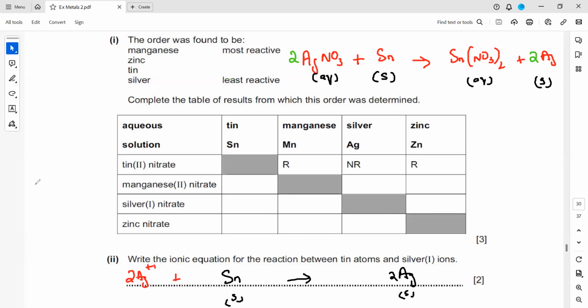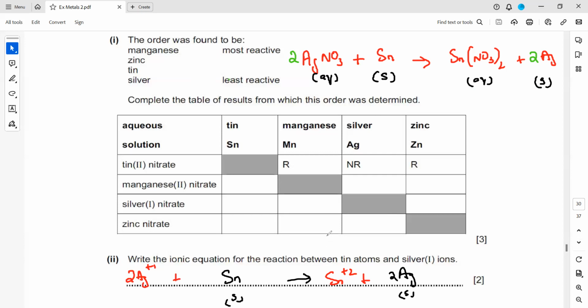And for ions, don't write the number like this. This is considered wrong. You cannot write the number as a subscript. It should always be a coefficient, always before. Same thing, if one side we have a tin atom, the other side it should be a tin ion. So this is an ionic equation for the reaction between silver ions and tin atoms.